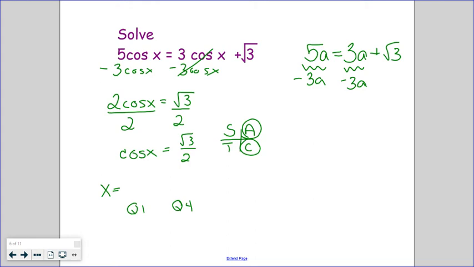So again, finding the angle that gives me a cosine value of square root of 3 over 2, that would be pi over 6, and pi over 6 in quadrant 1 is pi over 6. The pi over 6 that would put us into quadrant 4 would be 11 pi over 6.